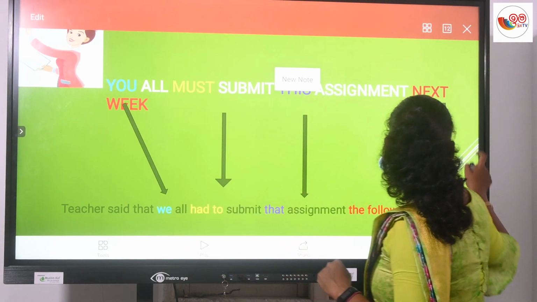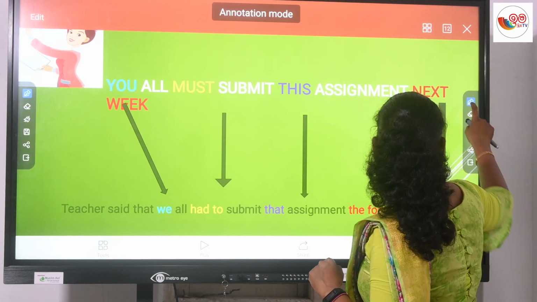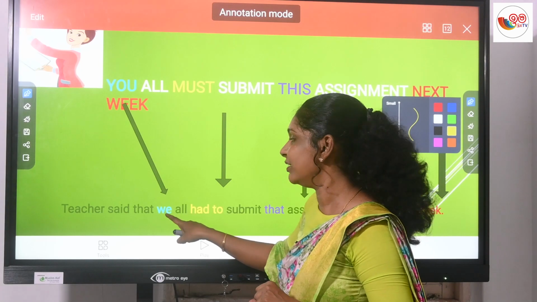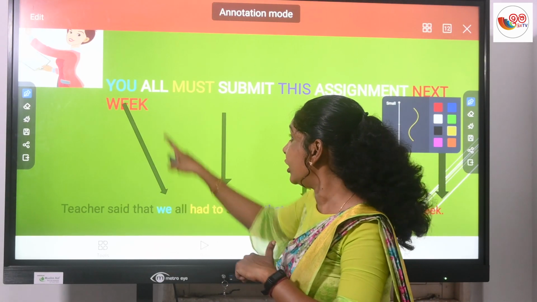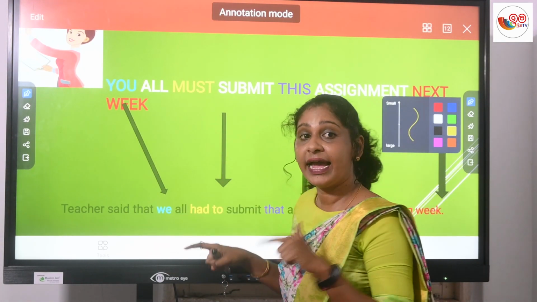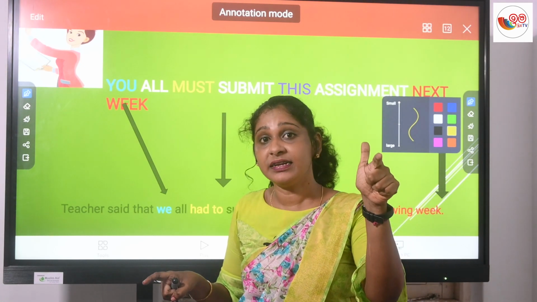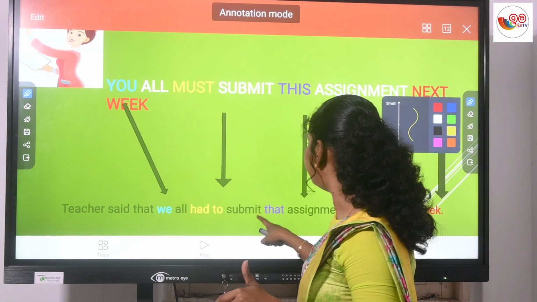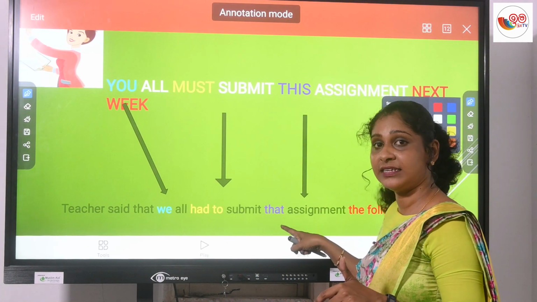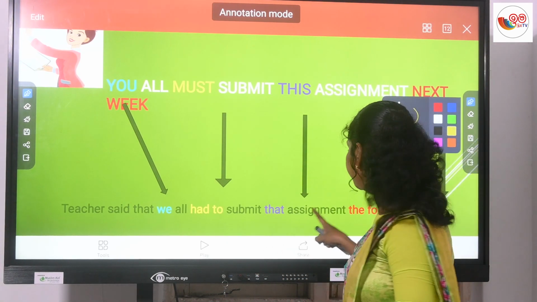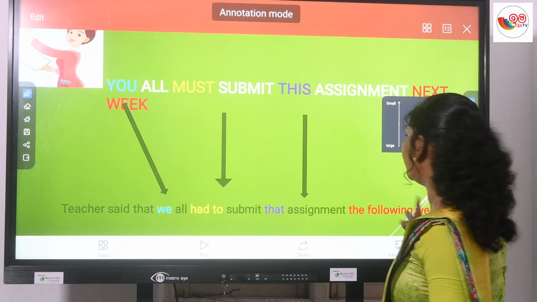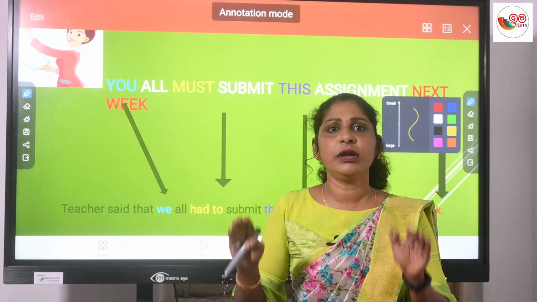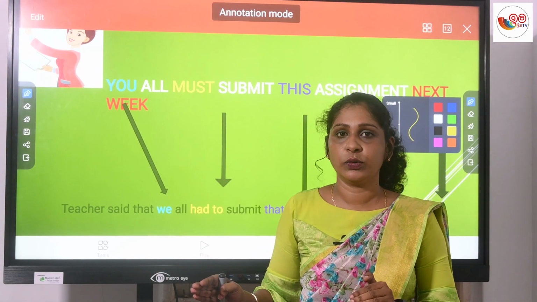In our direct speech we have the pronoun you. So how can you change it? We. Teacher said we all had to. If we have must in direct, how can we change? Had to submit. You have to change this as that. Assignment the following week. The following week. This is the only thing you have to do.